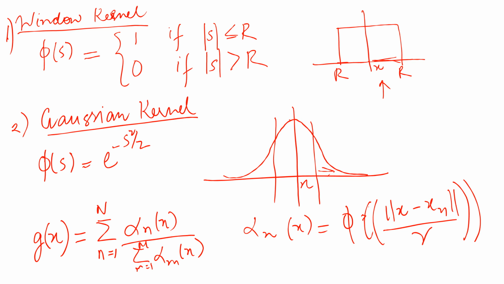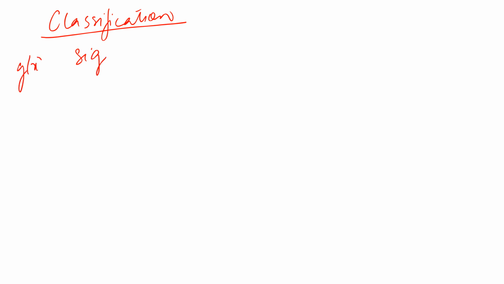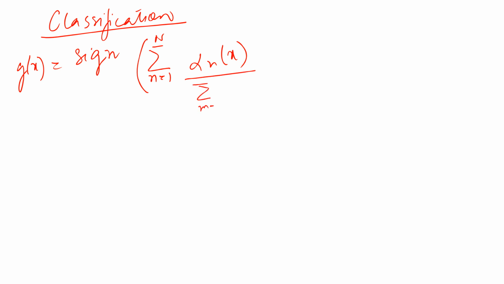But now, given whatever we have done until now, it's pretty easy, I would say, to translate it to classification and logistic regression. So what are we looking for in classification? Well, for classification, our goal is to get the sign, right? So instead of getting that sum, I'll get the sign. My g of x is going to be the sign of the sum of that term, that is alpha n of x, over the normalized weight, and the rest stays the same. That's the only difference that's there to this. And then comes logistic regression.